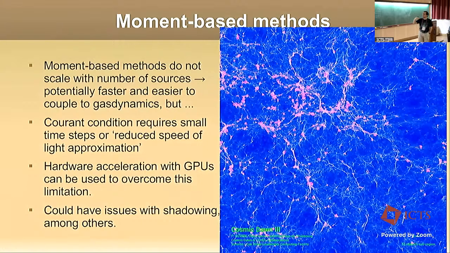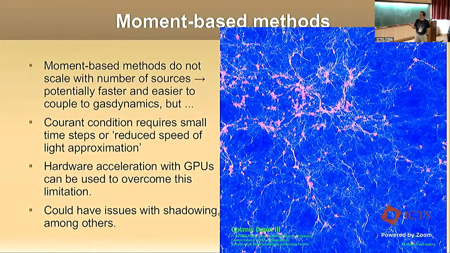So usually it's the size of the cell divided by the speed of sound. In this case, though, it's the size of the cell divided by the speed of light, because that's the speed of your light fluid. And that's, of course, very short because light travels very fast, much faster than sound. So this means that the Courant condition dictates that you make tiny, tiny time steps, which is very, very expensive.